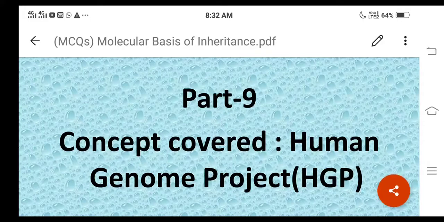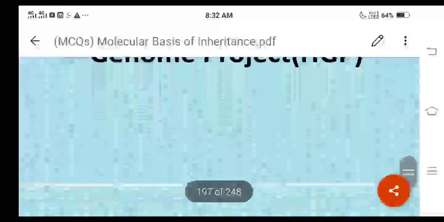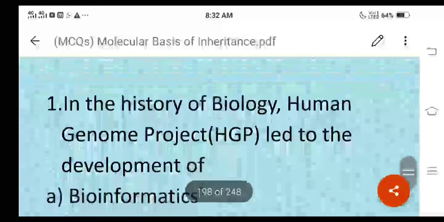Students, let us continue with solving multiple choice questions on the chapter Molecular Basis of Inheritance. In the previous class, I discussed till part 8, and let us continue with part 9. Here in part 9, the concept covered is the Human Genome Project. Based on this, we can discuss the questions.